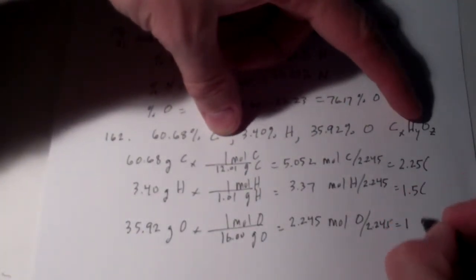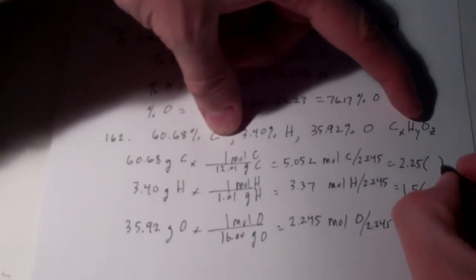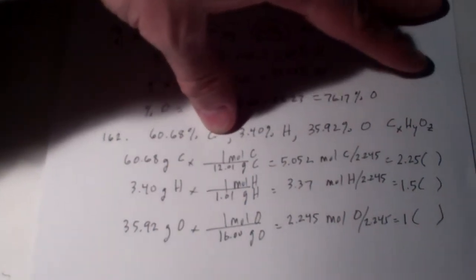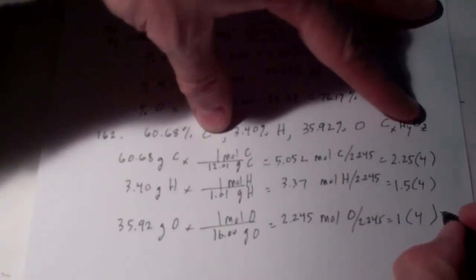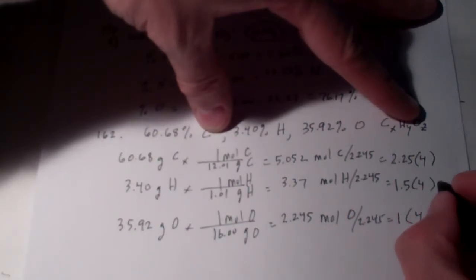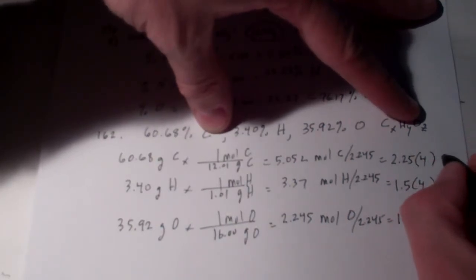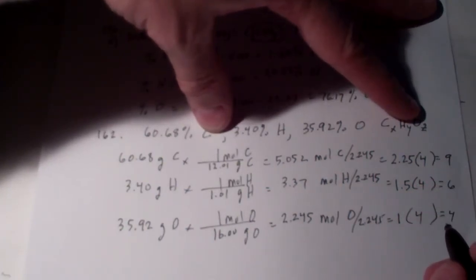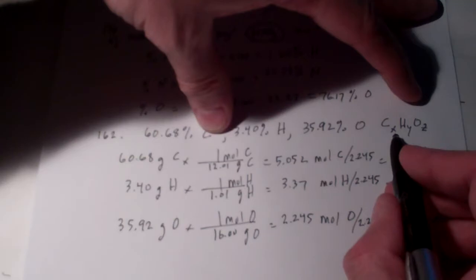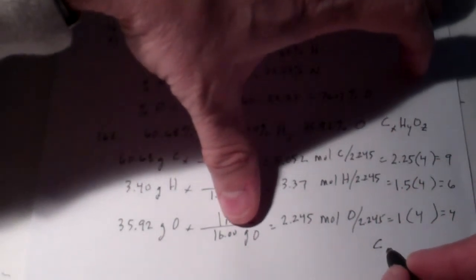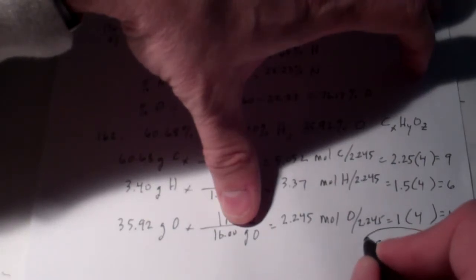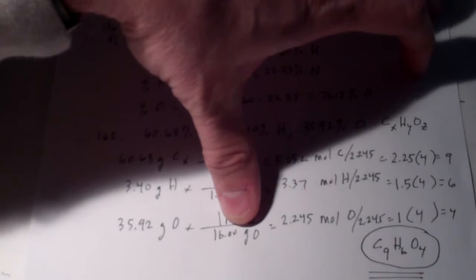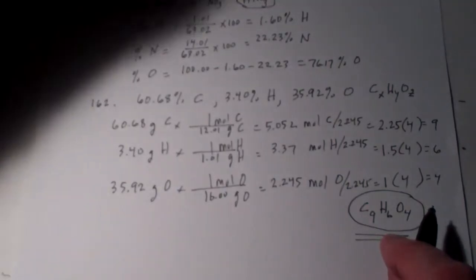So what I'm going to do is maintain the ratio, but multiply these by a number to make them whole numbers. So let's multiply each of these by 4. 1 times 4 is 4. 1.5 times 4 is 6. 2.25 times 4 is 9. So these are my whole number ratios of CxHyOz. So it's C9H6O4. And that's what we call an empirical formula. C9H6O4. And that was number 162.